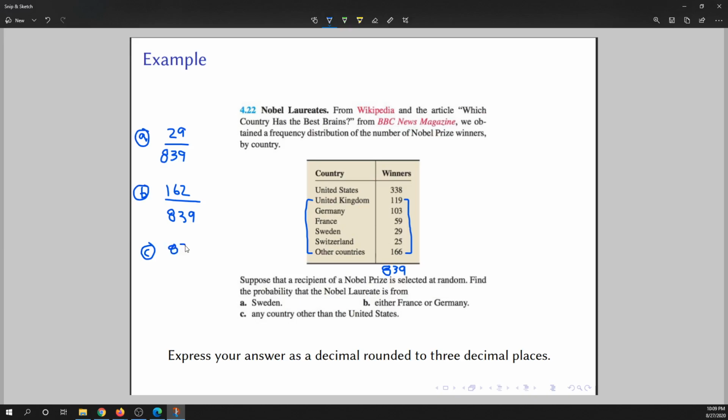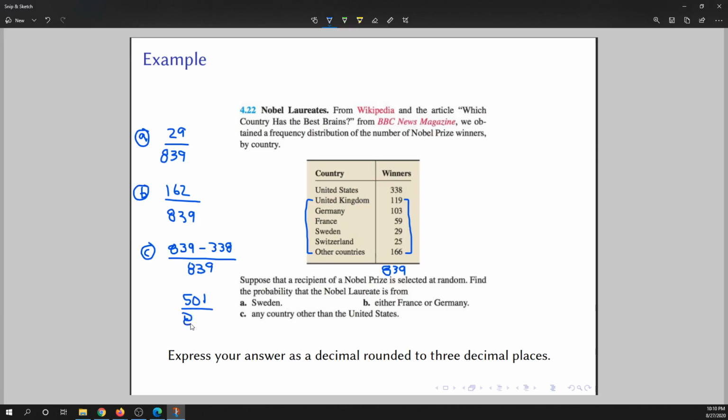So we can just take the total and subtract off the ones that we don't want, that are not in the event. And that is the number of people that are in the United States, right? So 338. And on the bottom, we would still have the number in our sample space. All right, so that's going to come out to be 501, right? That one's pretty easy. 9 - 8 = 1, 0, and then 5.